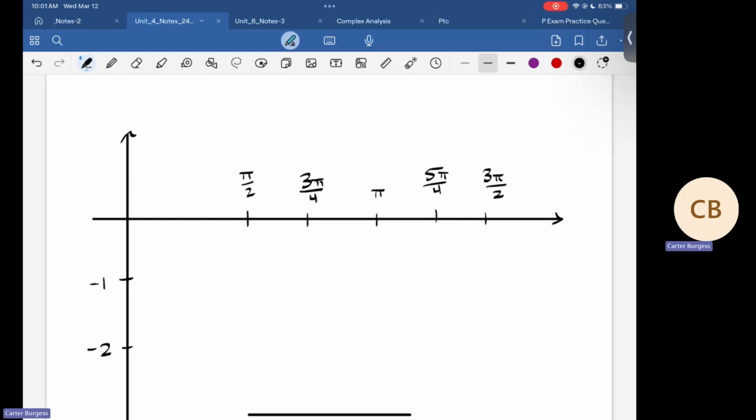Okay. What was the order that we said cosine follows? Max, mid, min, mid, max.